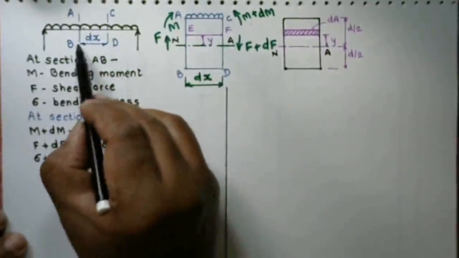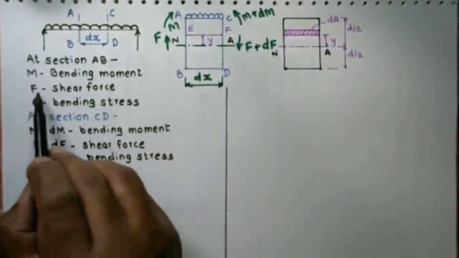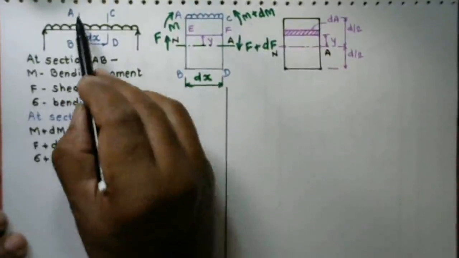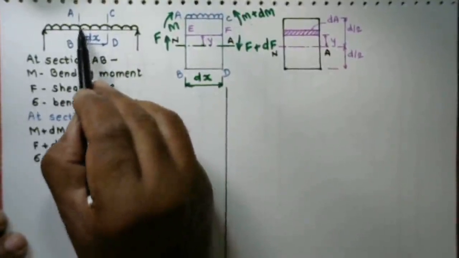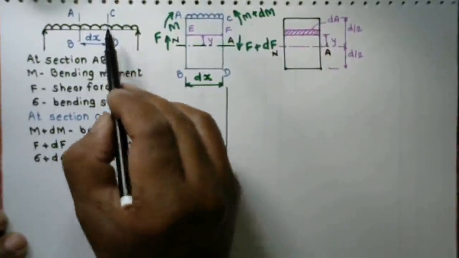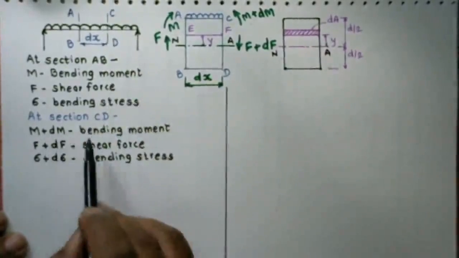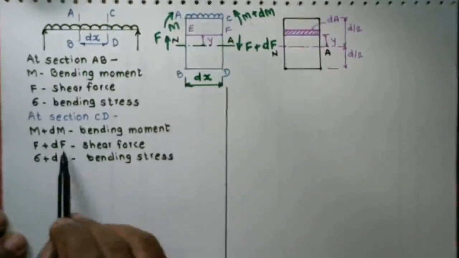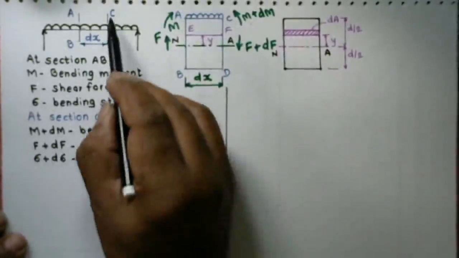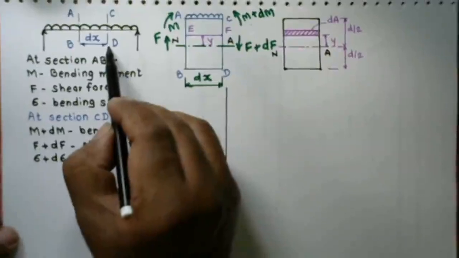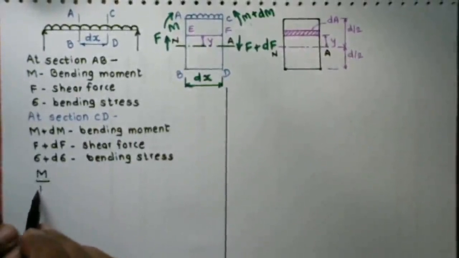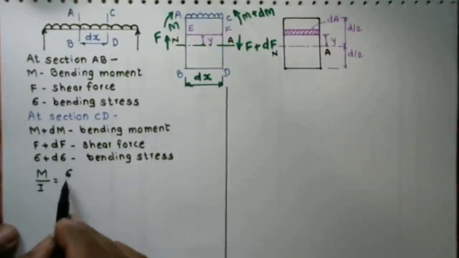On section AB, M is the bending moment, F is the shear force acting at section AB, and sigma is the bending stress acting at section AB, and it varies from point to point. Another section we are considering is CD, and at section CD, bending moment M plus dM is acting, shear force F plus dF is acting, and bending stress sigma plus d sigma is induced at section CD. According to the flexural equation, M upon I is equal to sigma upon y.